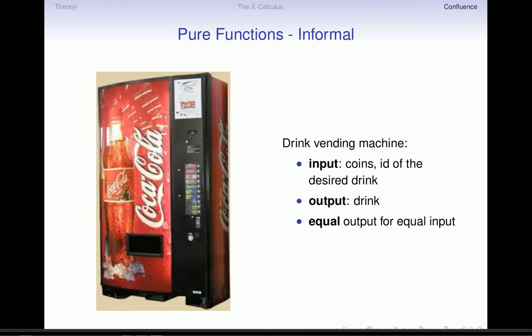So informally, a pure function is like a drink vending machine. You have some input, say you put coins in the machine and you press a button for which drink you want to drink. And you get as an output some drink, which means equal output for equal input. I can do this as often as I like. I will always, for the same coins and the same button push, get the same drink, provided the stock does not run out.